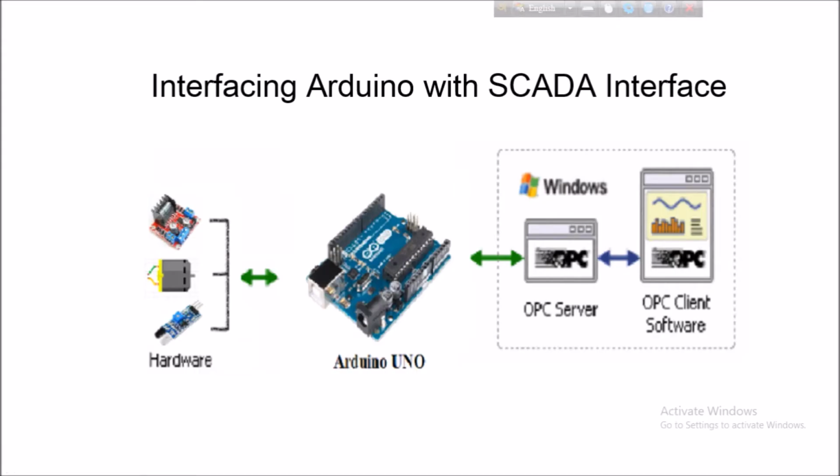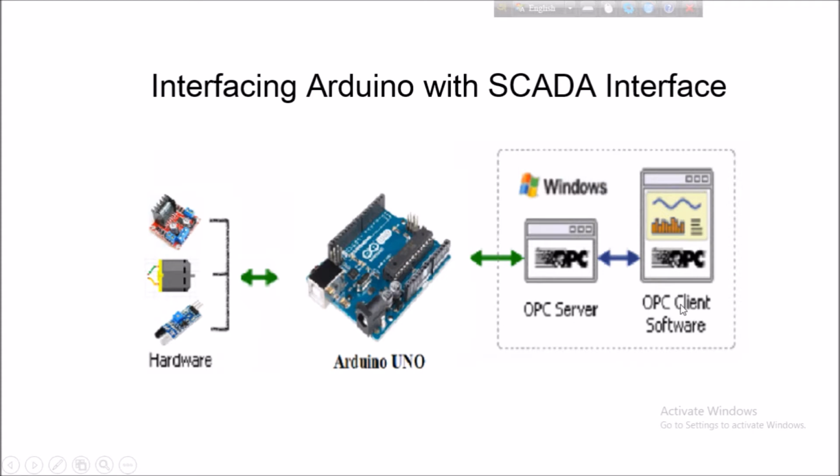Before starting this project, let's get an idea of how to implement it. First, make all necessary hardware connections for the Arduino UNO microcontroller with all other components. What we have to do next is to create an Arduino sketch program and download this program on the Arduino UNO microcontroller. Now, for creating a SCADA user interface, select a SCADA software.